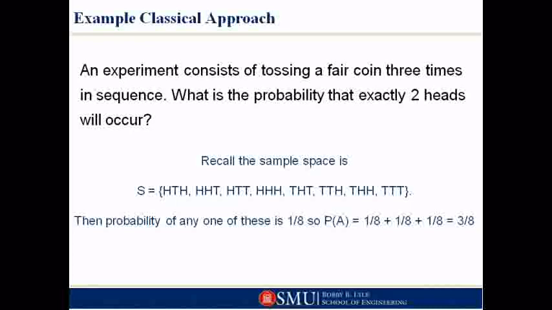Alternatively, the probability of one of these is 1/8. So you could say the union of the probabilities is 1/8. That 1/8 is associated with HTH. There's a 1/8 chance of getting that particular combination. There's a 1/8 chance of getting an HHT, and there's a 1/8 chance of getting a THH. So in total, that's 3/8.